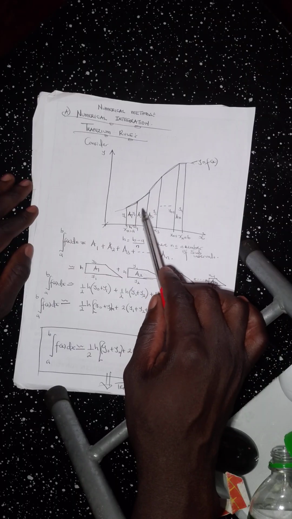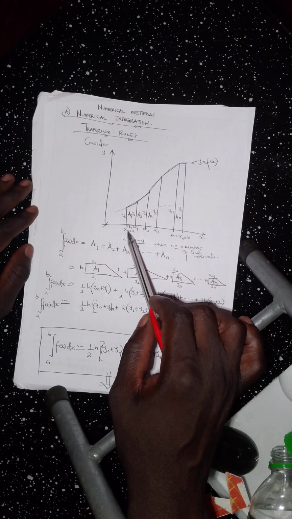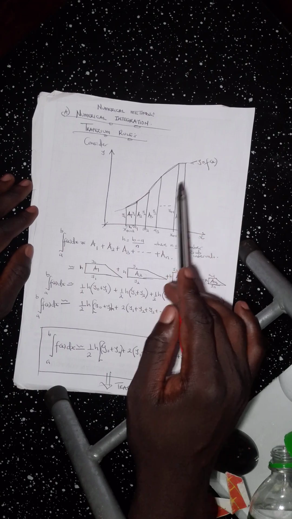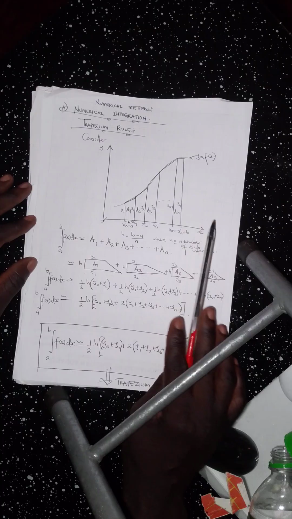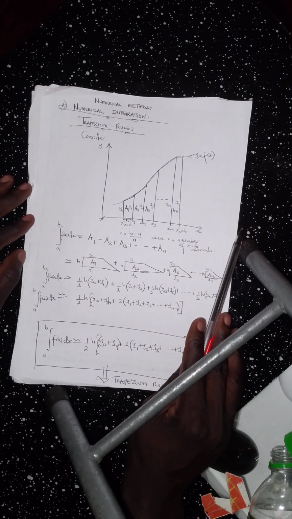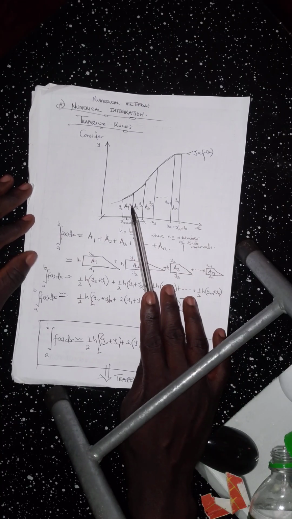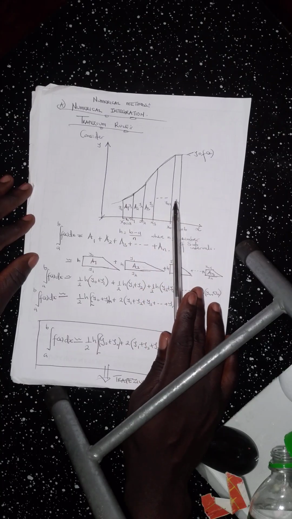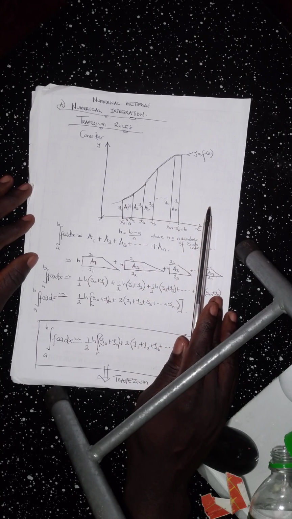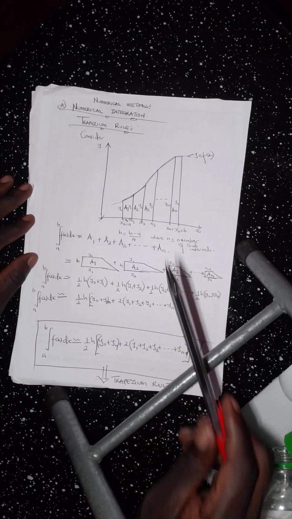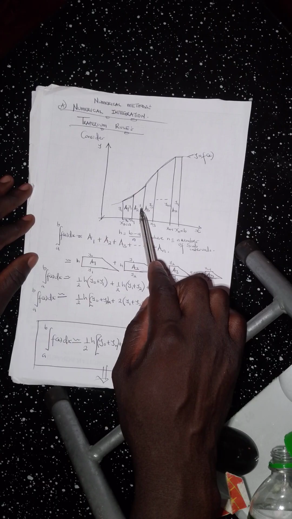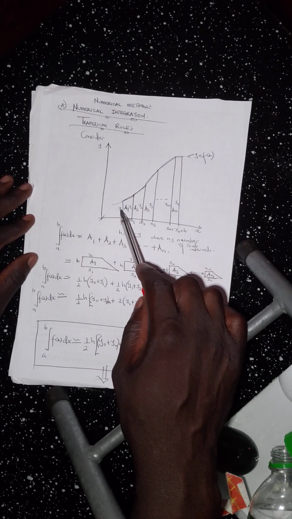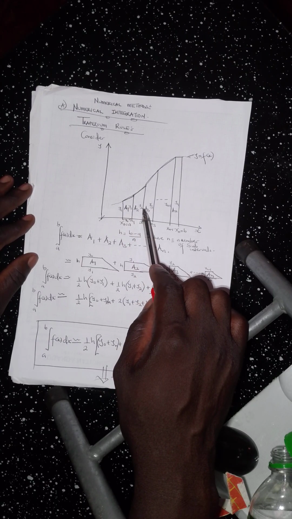We have these y values which come as a result of substituting the x values in the original function. Now these y values are referred to as the ordinates in this topic, and the spaces between the y values are referred to as the sub-intervals or strips. So our first y value is y0, the second one is y1, the third is y2. If you have 1, 2, 3 y values, it means you have 1, 2, 3 ordinates.